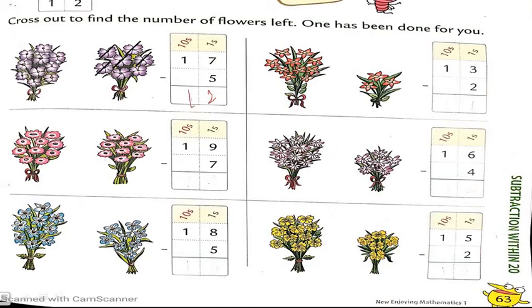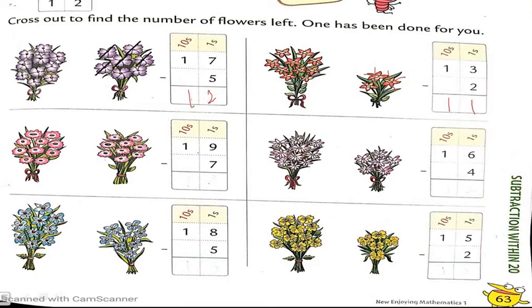Okay, next is 13 minus 3. Now cross out 13 minus 2, cross out 2, 1 and 2. Now let's see what happens. Start counting the remaining flowers. 1, 2, 3, 4, 5, 6, 7, 8, 9, 10 and 11. While subtracting 2 from 13, we get 11. Is it interesting? Want to do more?